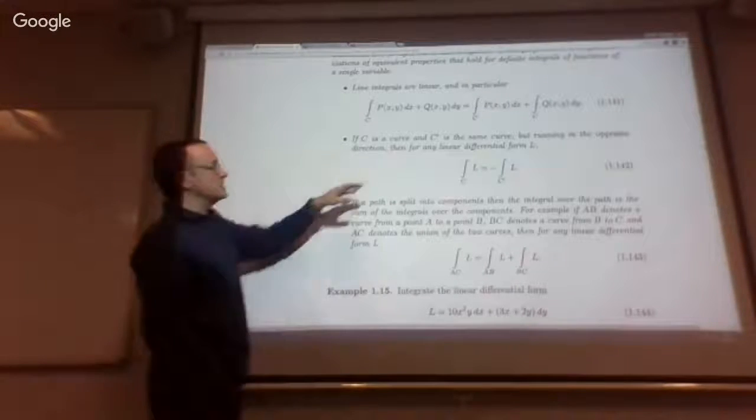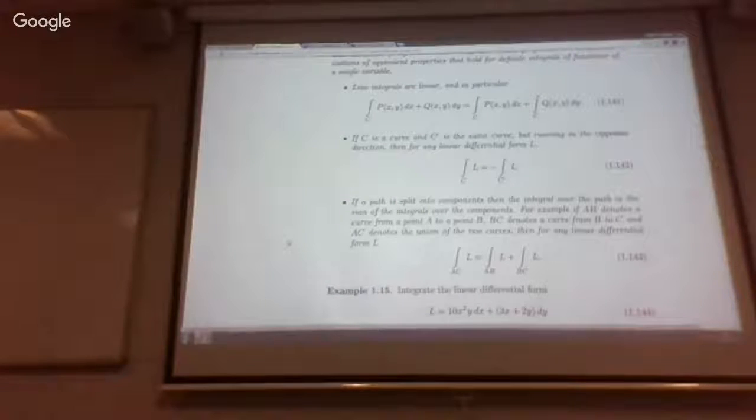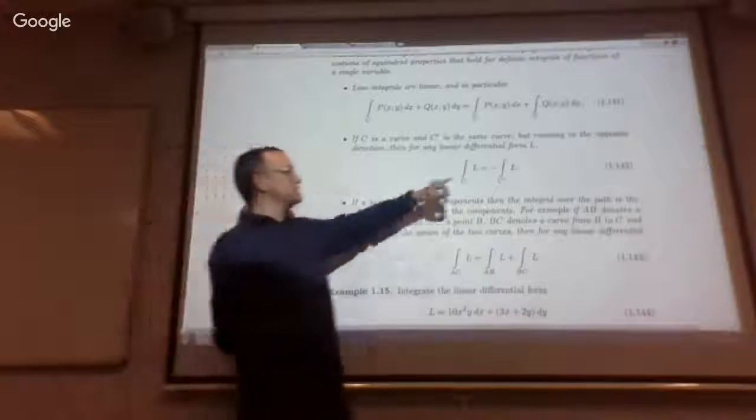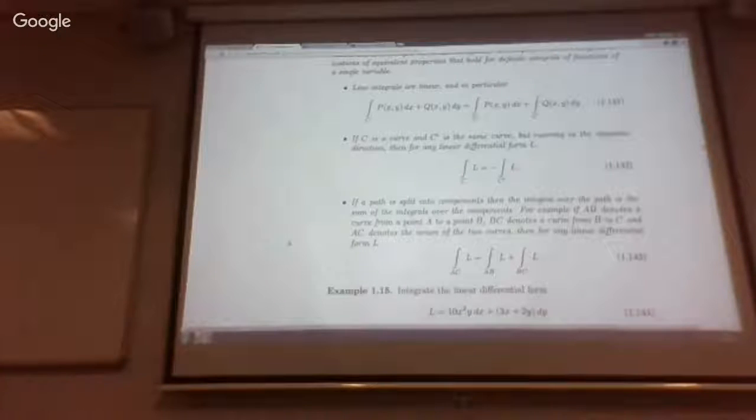The second property was that if you reverse the direction along the curve, so still integrating over the same curve in the plane, but now going in the opposite direction, what that does is that changes the sign of the integral, just as it did for the one variable case.